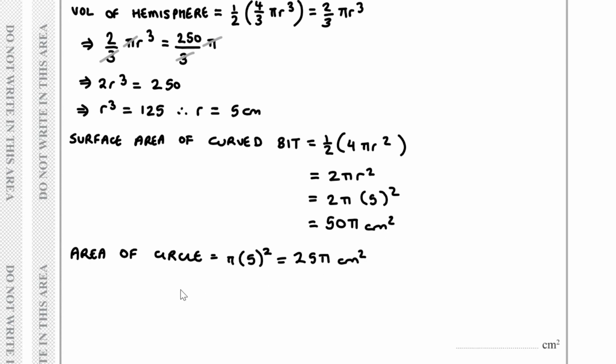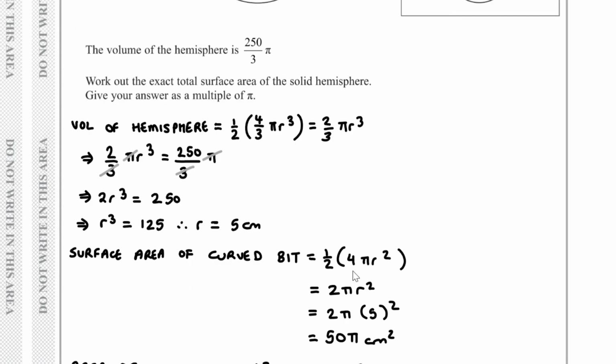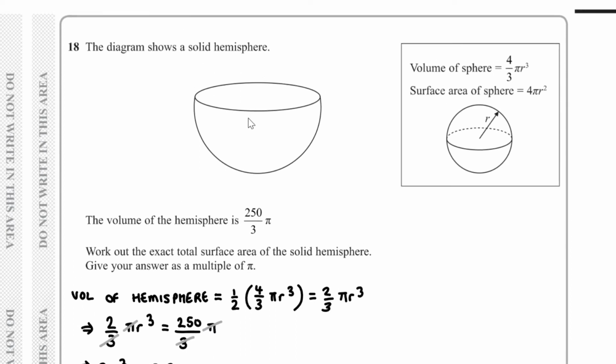So therefore, the total surface area is equal to the 50 pi plus the 25 pi, so we get 75 pi centimeters squared. Okay, so we have 75 pi centimeters squared for the surface area of this shape.